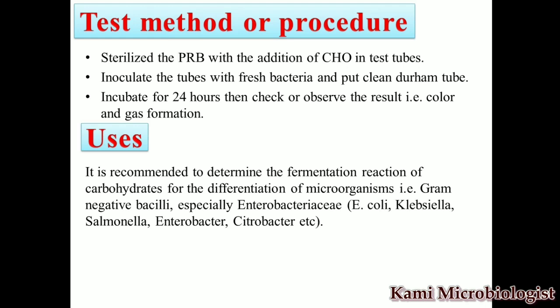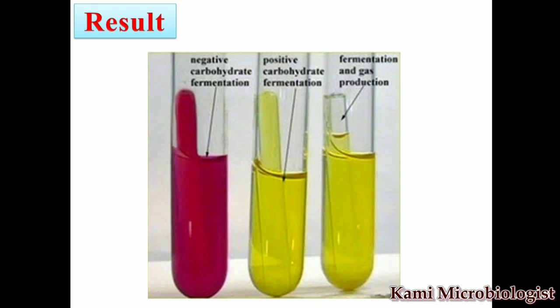The purpose means for what purpose we use this test. As we talked about in the objective, this test is used to determine carbohydrate fermentation and to differentiate different types of bacteria, especially Enterobacteriaceae, like gram-negative bacilli such as E. coli, Klebsiella, Salmonella, Enterobacter, Citrobacter, etc. So these types of bacteria we identify through this test.